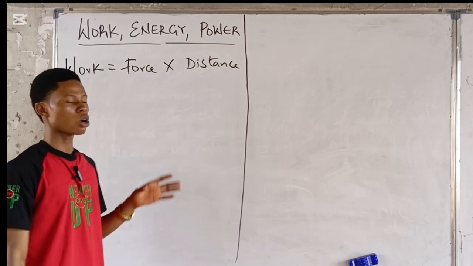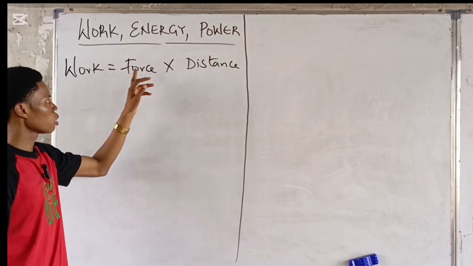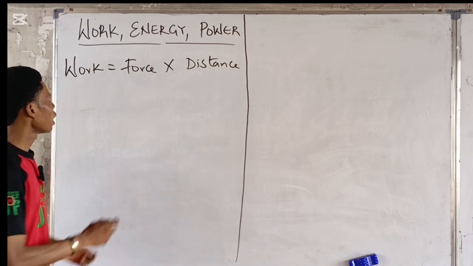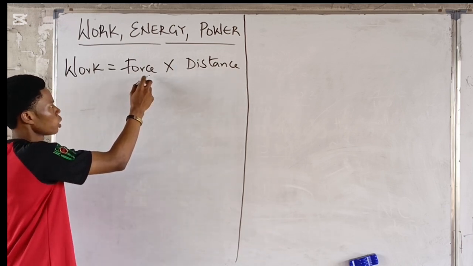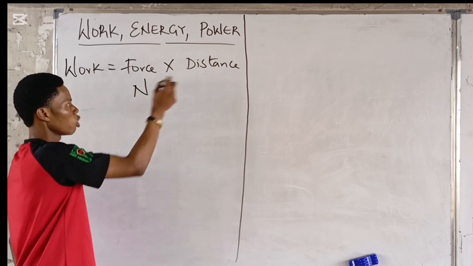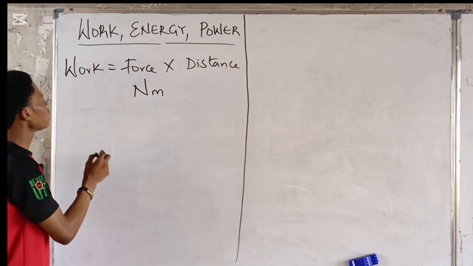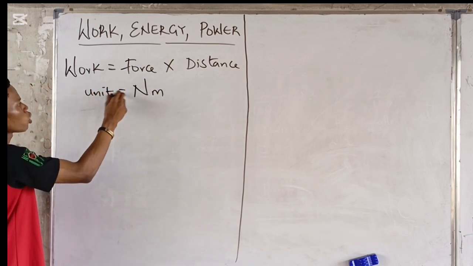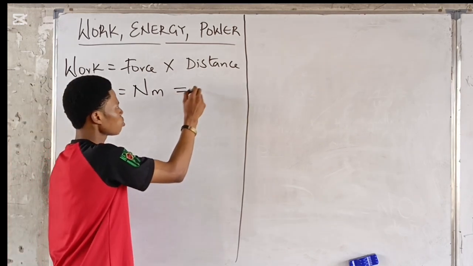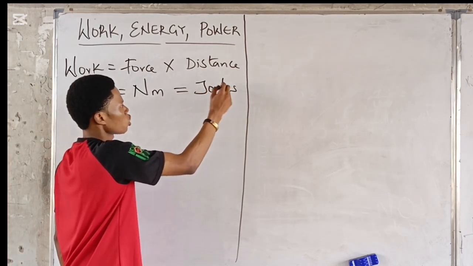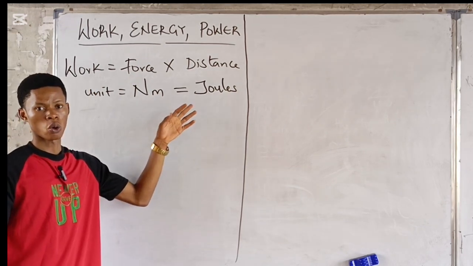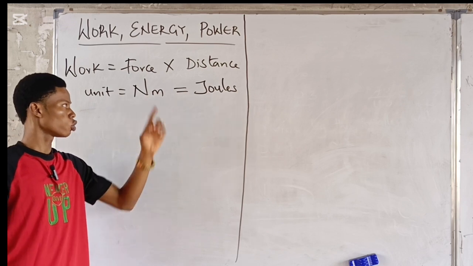So you can say the work done is the product of what? Force and distance. That is work done. And you agree with me that the unit of force is in what? Newtons, right? And the unit of distance is meters. So the unit of work is equal to Newton meters. And Newton meters is the same thing as joules. So the unit of work is either Newton meters or joules.